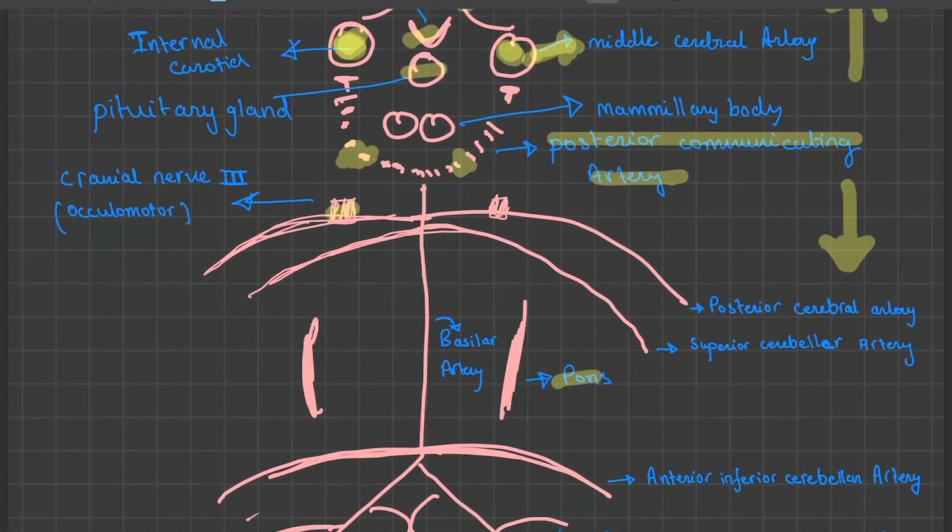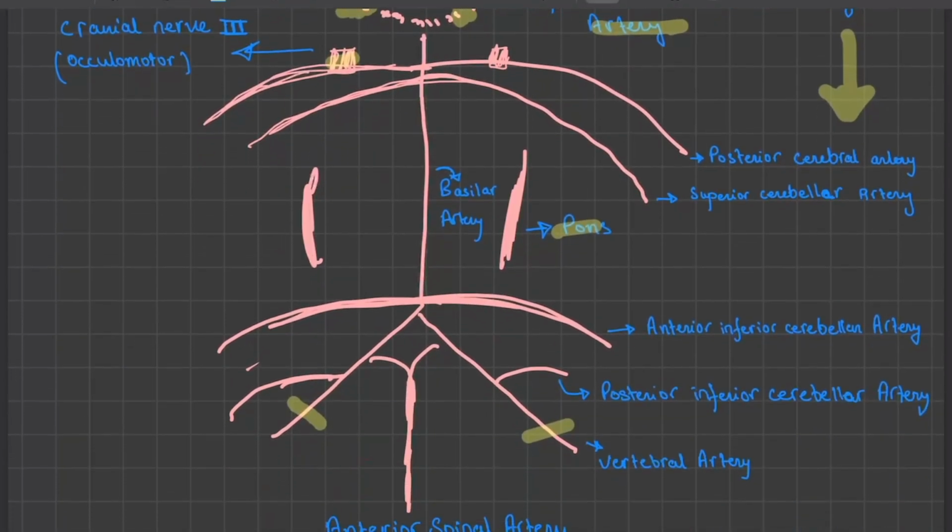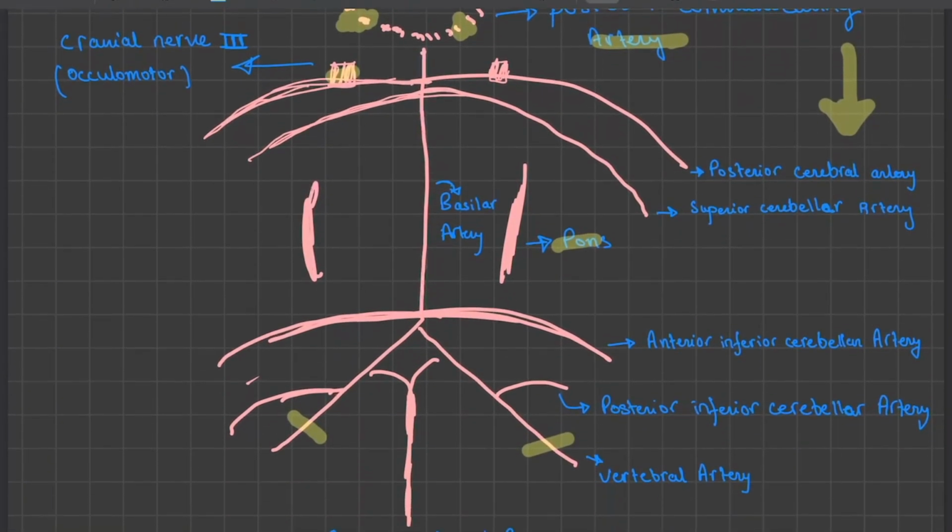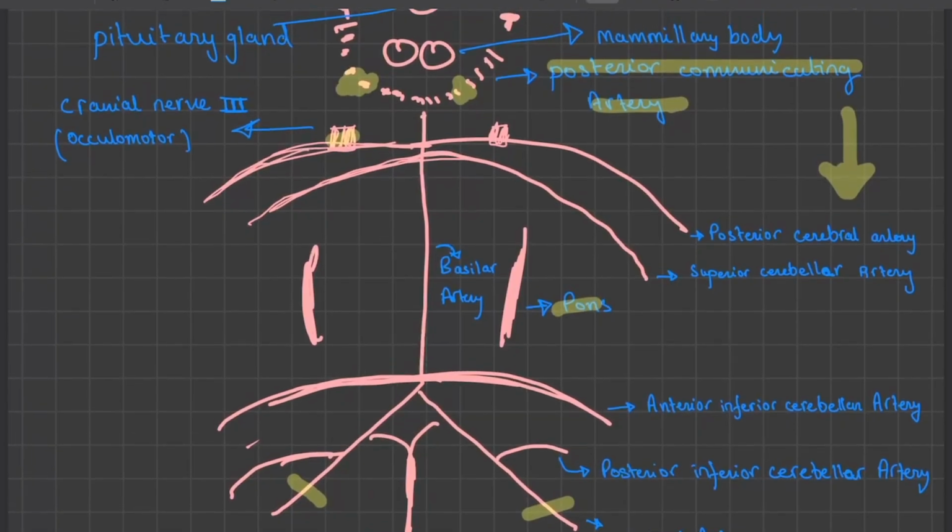Okay, and then right after that, we should go down from here. You see this artery right here and this artery right here. These are the vertebral arteries, right? And there are a pair of those. Both of these vertebral arteries join together and form what we call the basilar artery. So right here, that's the basilar artery, right?